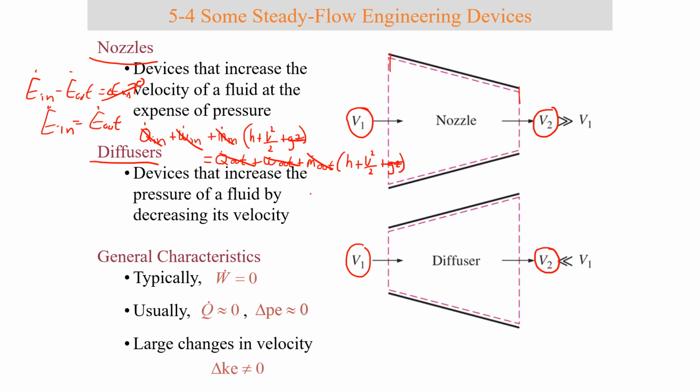So what I'm left with is my enthalpy in, we'll call 1 in, plus my kinetic energy in, equals my enthalpy out, plus my kinetic energy out. Right? And so what's happening is that the velocity going in is less than the velocity going out. So the enthalpy going in has to be greater than the enthalpy going out. This is the result of the first law analysis for a nozzle or a diffuser.